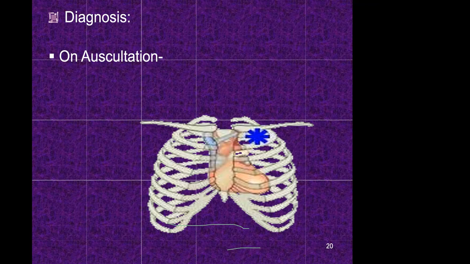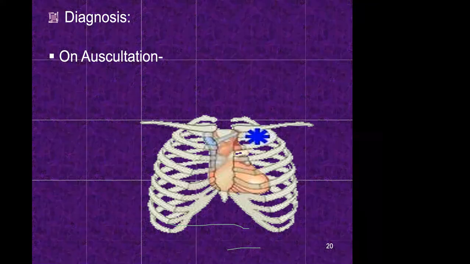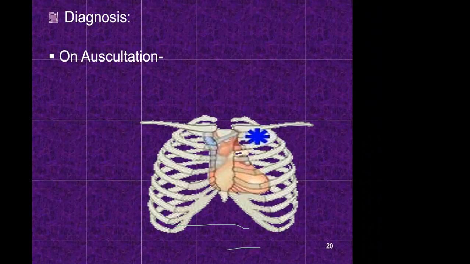So where do you auscultate the murmur? There's already a blue star for you. No one wants to take this blue star. So there will be what is called a continuous machinery murmur in the left infraclavicular region. So for the VSD, what was it? VSD was pansystolic murmur. ASD was wide and fixed split, right? And for the PDA is continuous machinery murmur, like this.